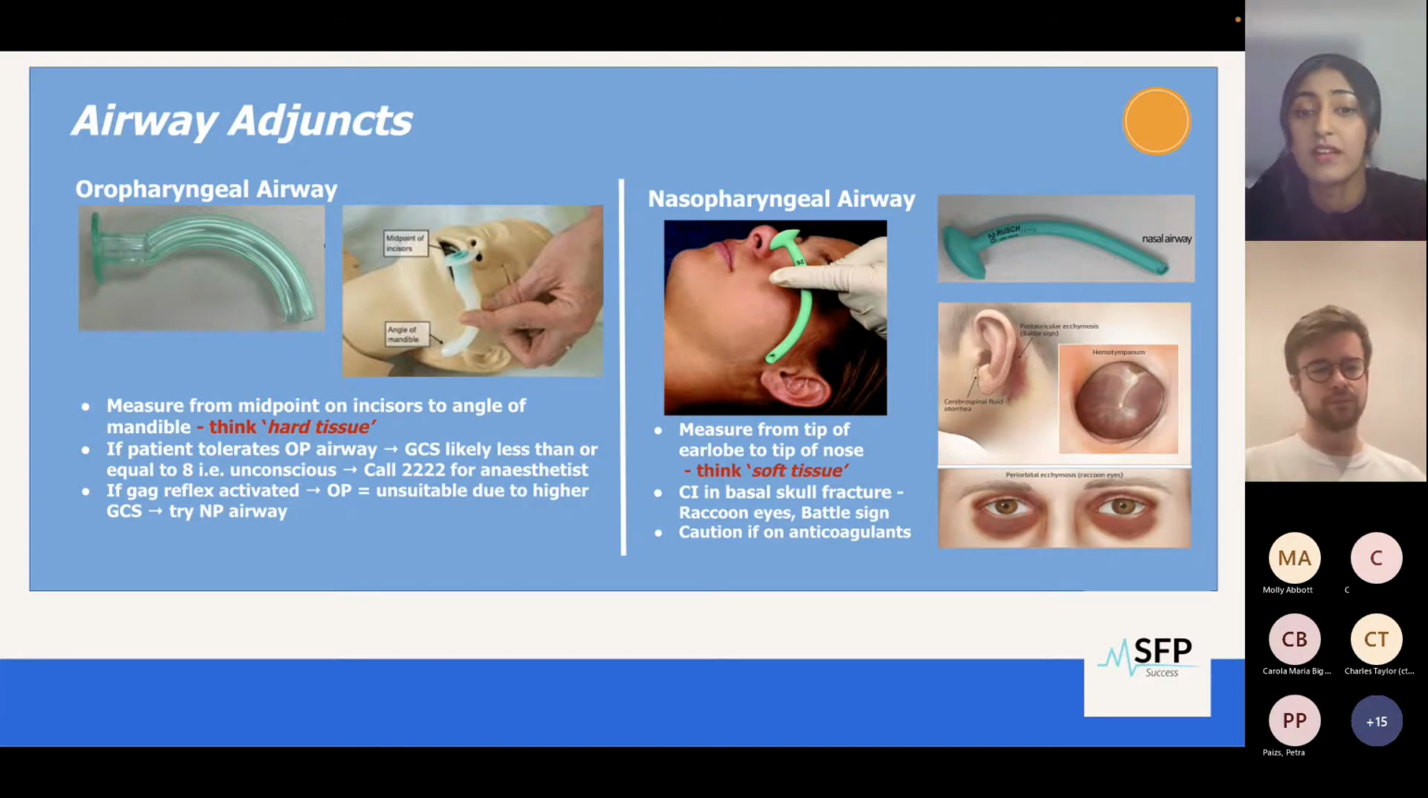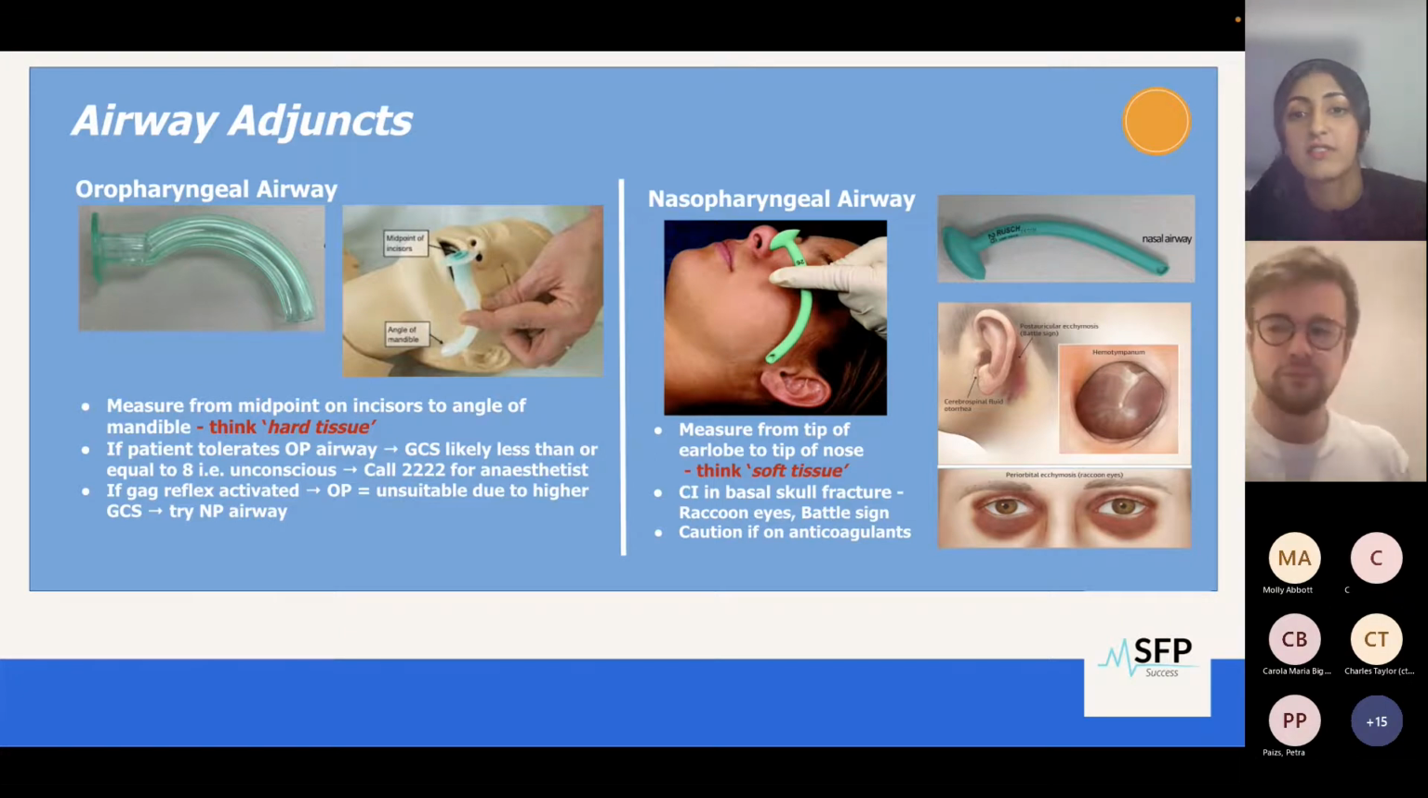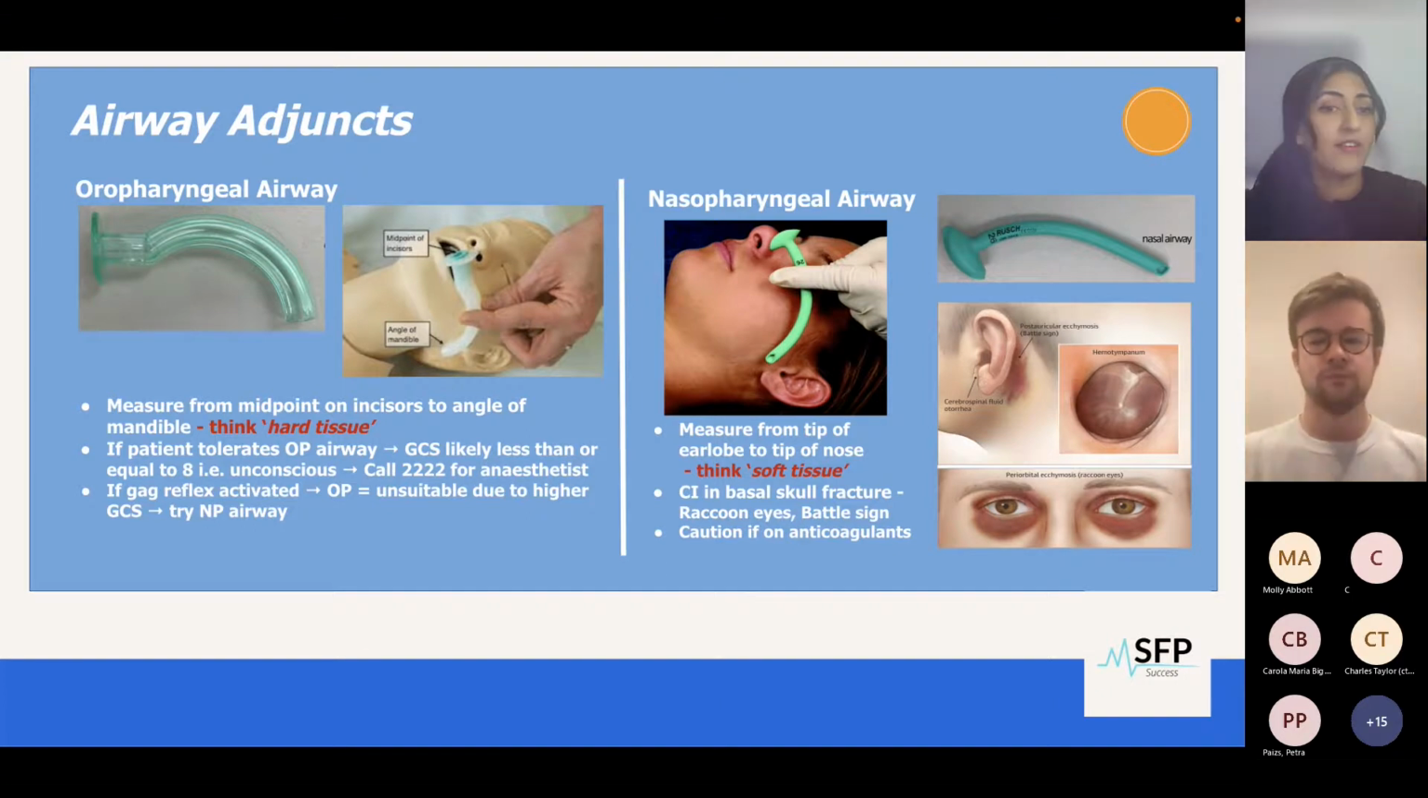A few things to look out for, and scenarios where you wouldn't use a nasopharyngeal airway, is when you're concerned about a basal skull fracture. The image on the right shows the signs we're looking for, such as ecchymosis around the periorbital area and just behind the ear. Also, you might want to check if the patient is on any anticoagulants, because again, it's high risk if you were to use a nasopharyngeal airway. In the interview, they won't ask you to reel off everything, but they could ask any one of these details depending on the scenario.